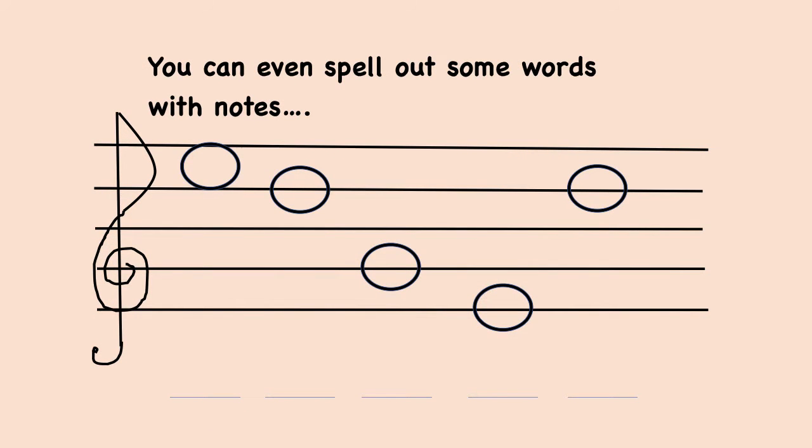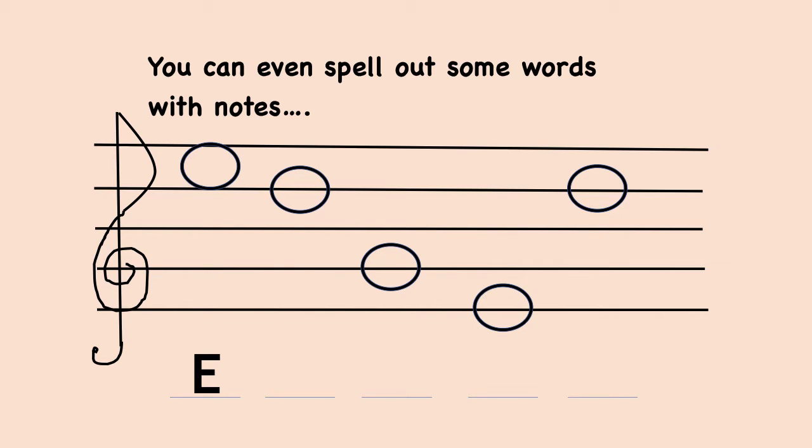In class, you will receive some worksheets to help you practice naming notes. You can even spell out some words with the letters of the musical alphabet. Let's name these notes to find the word. The first note is a space note, so we spell the word face as we go up. F-A-C-E. So we write E.